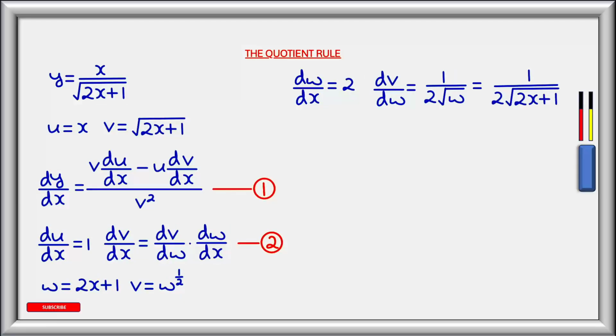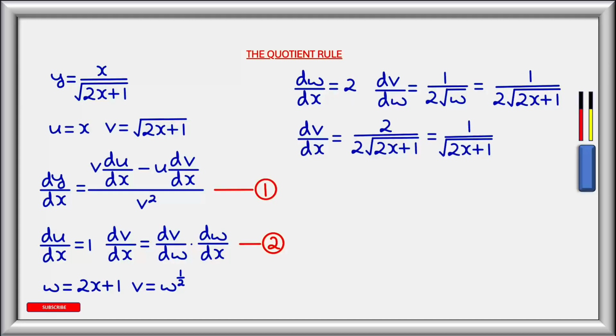And substituting back in for w, we get 1 divided by 2 multiplied by the square root of 2x plus 1. And plugging these results into equation 2, we have dv by dx, which is equal to dv by dw, which is 1 over 2 multiplied by the square root of 2x plus 1, multiplied by dw by dx, which is equal to 2.